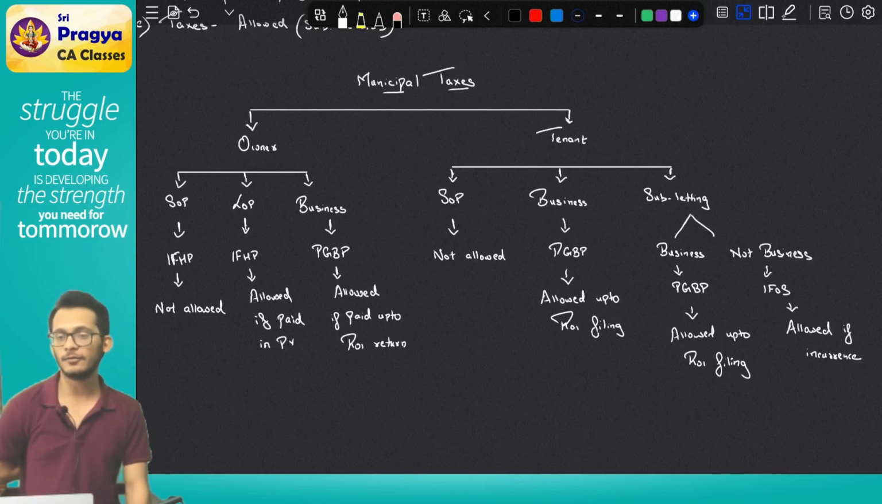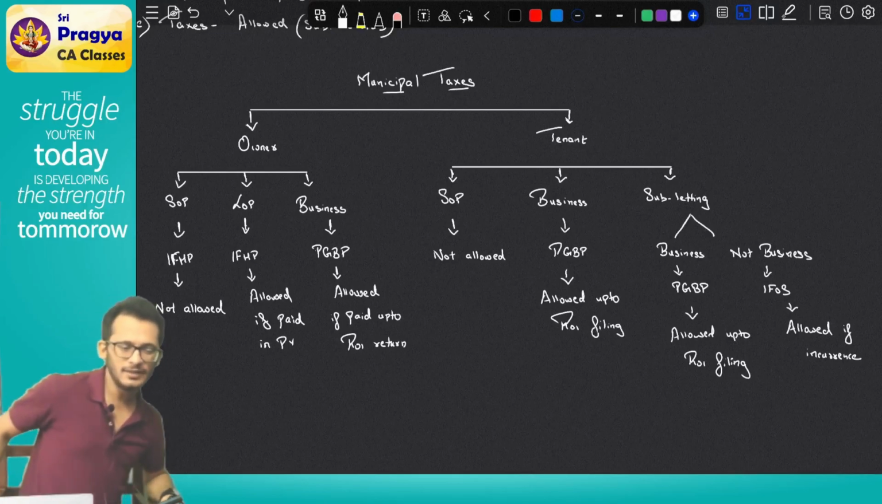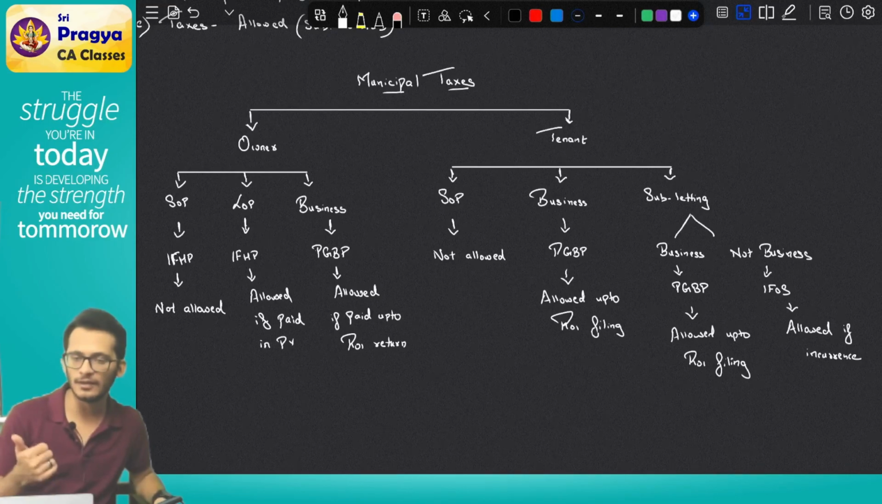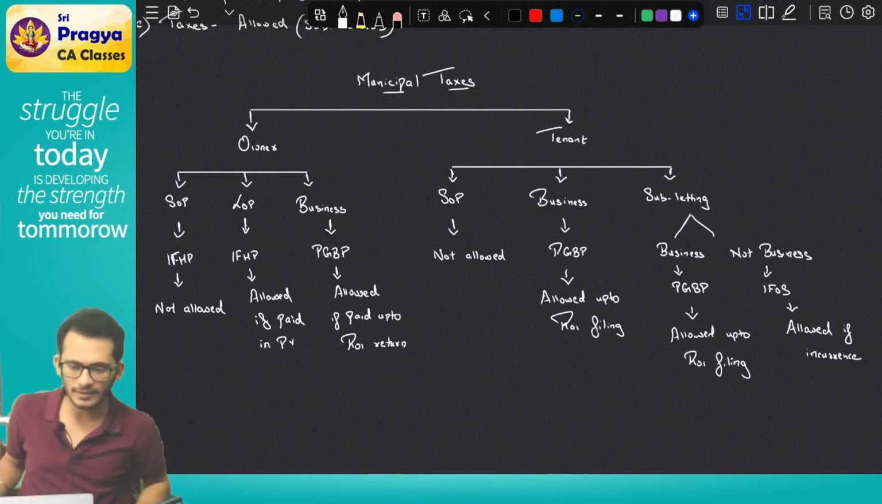Clear? Shall we go forward? Yes, this was your 30 and 31. A simple statement, you don't have to remember it from exam perspective. Just remember that if it is capital repairs, you will add it to the cost of the asset. If it is current repairs, you will claim it as reduction.